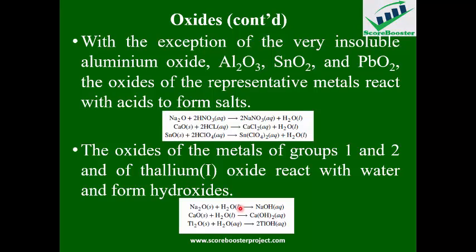Sometimes, with the exception of insoluble oxides, aluminum oxide is not soluble, tin oxide is not soluble, and lead oxide is not soluble. So they react with acid to form salt, because these oxides are also bases. They can act like a base because it is just small.